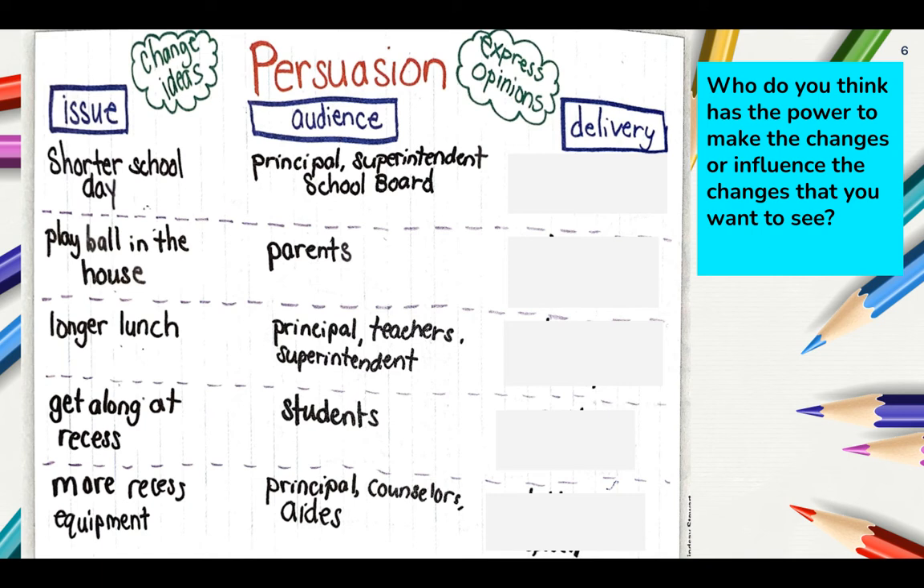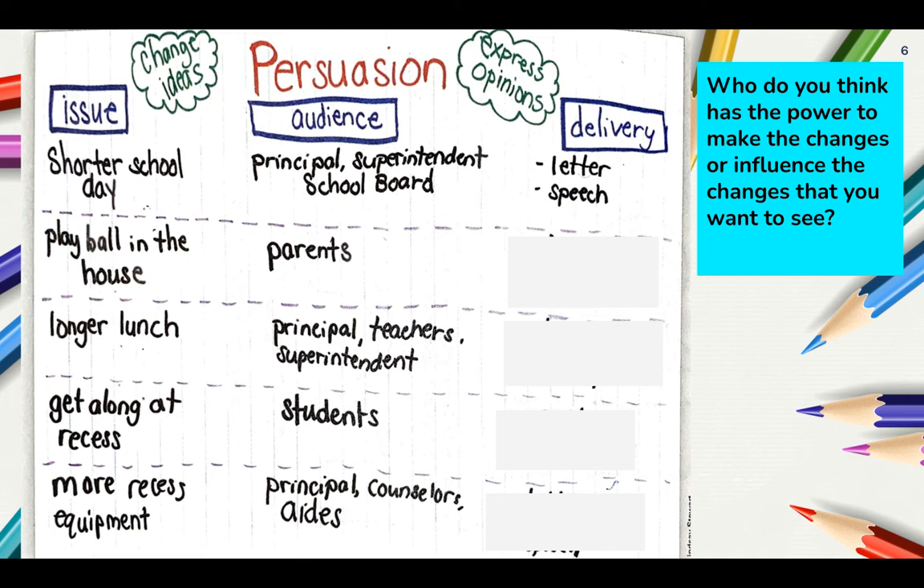My next question is, what kind of writing do you think you'll make? A letter, a speech, a sign? If I was wanting to change something about my school day, which is that I want a shorter school day, and my audience is the principal, the superintendent, or school board, what's the best way I could deliver that information or deliver my ideas and the facts that support my ideas?